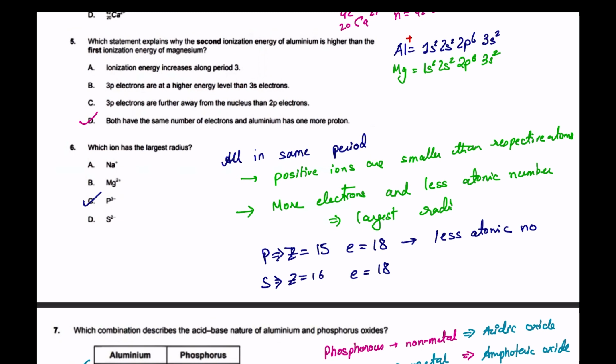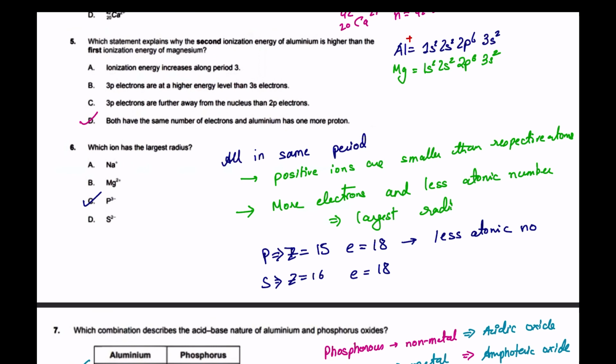Now, whenever you have positive ions, just remember positive ions are always smaller than the respective atoms. When you pull out electrons, the nuclear charge doesn't increase, and the electron-electron repulsion decreases, which results in a decrease in the atomic radii. So Na plus and Mg2 plus won't be the answers. But what happens for anions?